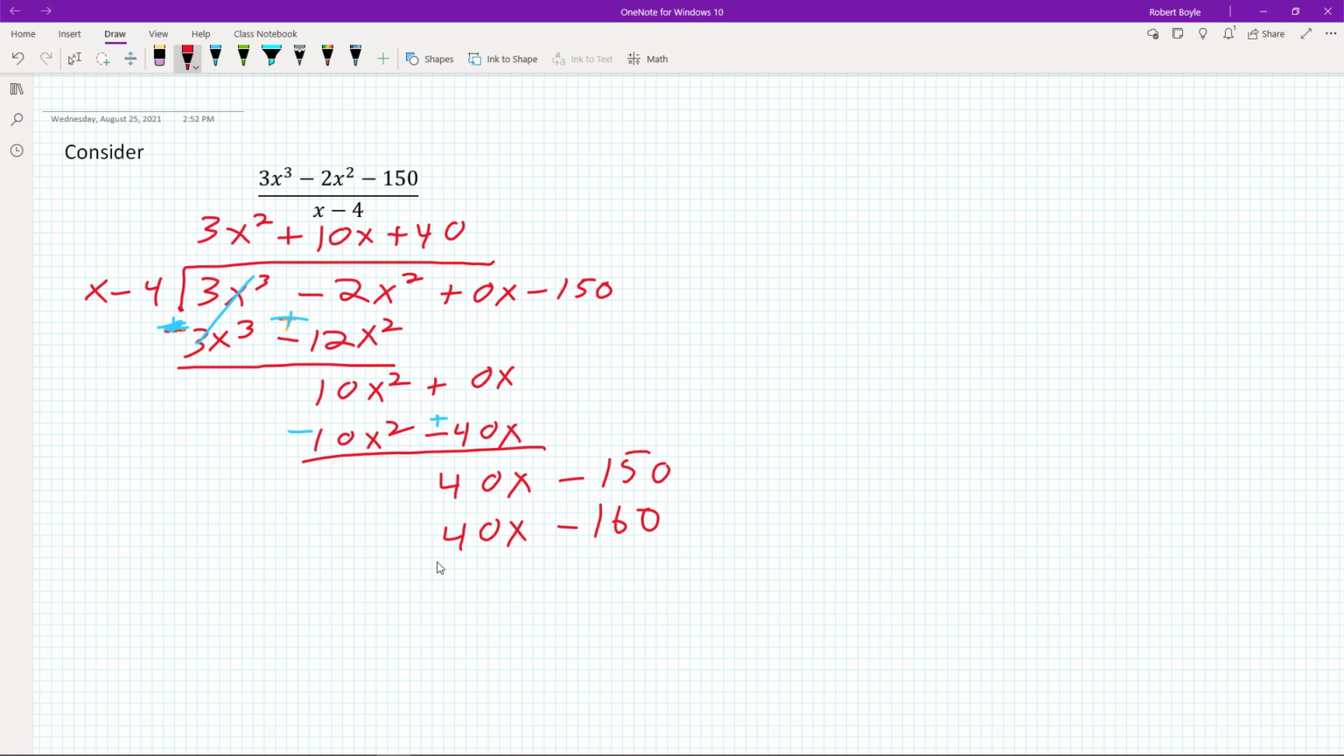And then finally, we can once again change the sign and add, which is basically subtraction. So we change signs, we add, and we have positive 10. So this right here is our quotient, and our remainder is 10.